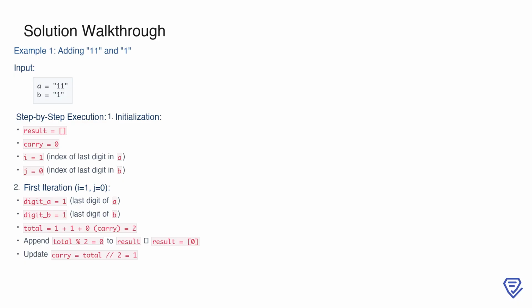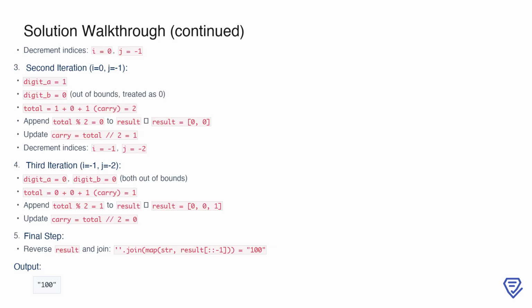In the first iteration, we take the last digits of both strings, which are 1 from A and 1 from B. Adding these together along with the carry, which is currently 0, gives us a total of 2. Since binary addition only allows values of 0 or 1, we append total % 2, which is 0, to the result. We then update the carry to total // 2, resulting in a new carry of 1. At this point, the result contains 0. Next, we decrement the indices i and j to process the next significant digits.